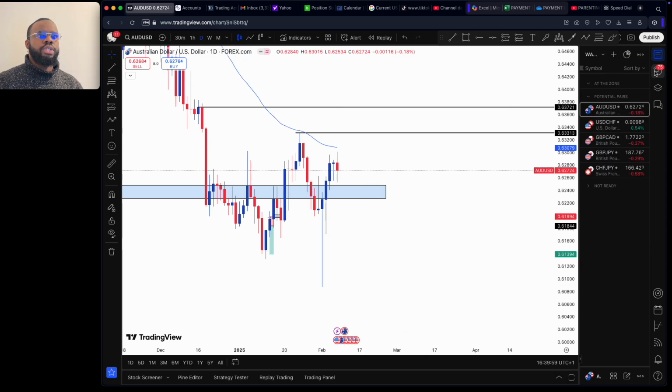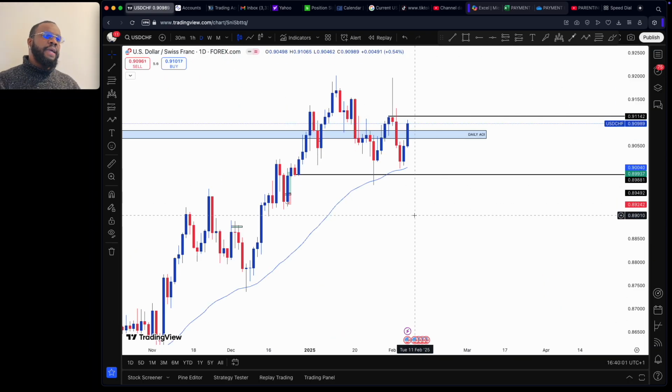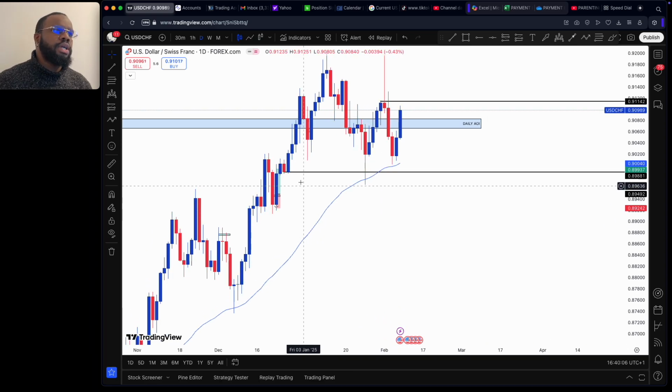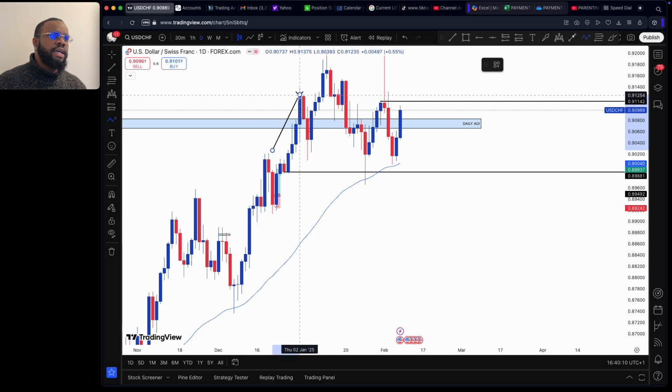So let's move to the next one, which is USD CHF. USD CHF has been tricky. I would say it has been so tricky because from this angle here, we had the higher high, we had the lower high, then we had a higher high.